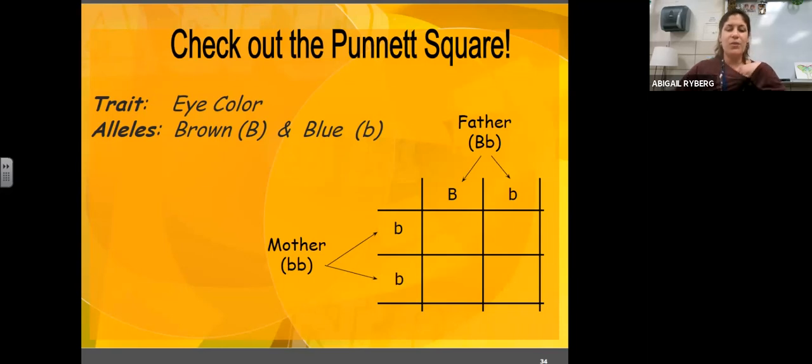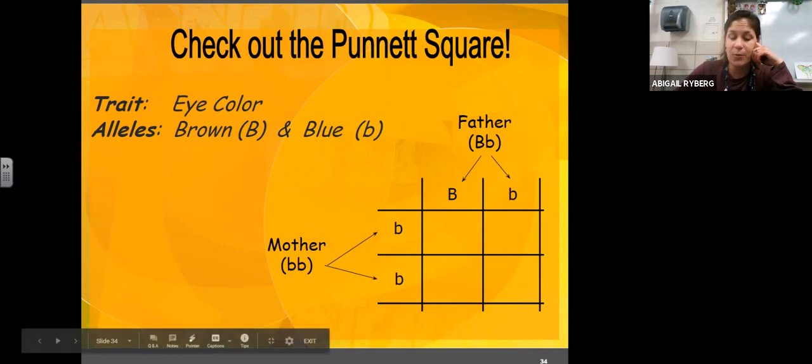So here we go. We're going to do a little practice. So we're going to look at eye color as the trait, and the alleles are brown or blue. And I tell you that brown is dominant because I show you with the big B. So brown is dominant and blue is recessive. I have the parents filled in. So the father's on the top here with big B, little b, and then the mother's on the side with little b, little b.